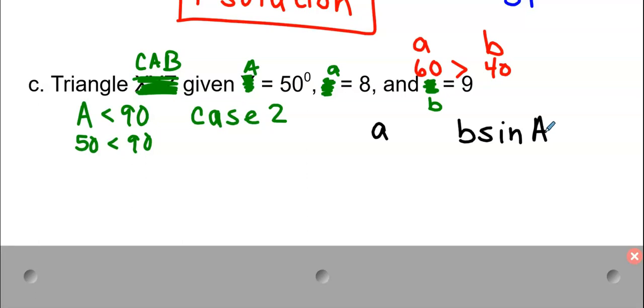So looking at this part here, we know A is 8. We know B sine of A, which is 9 sine of 50. It's a 50 right there, guys. Sorry, my board is writing weird. Put in the calculator, the 9 sine 50 is actually equal to 7. So we have A is going to be greater than B sine of A, 7.